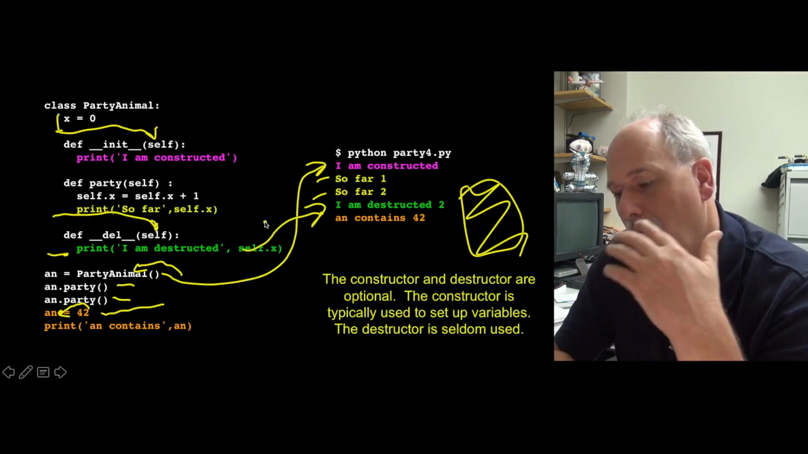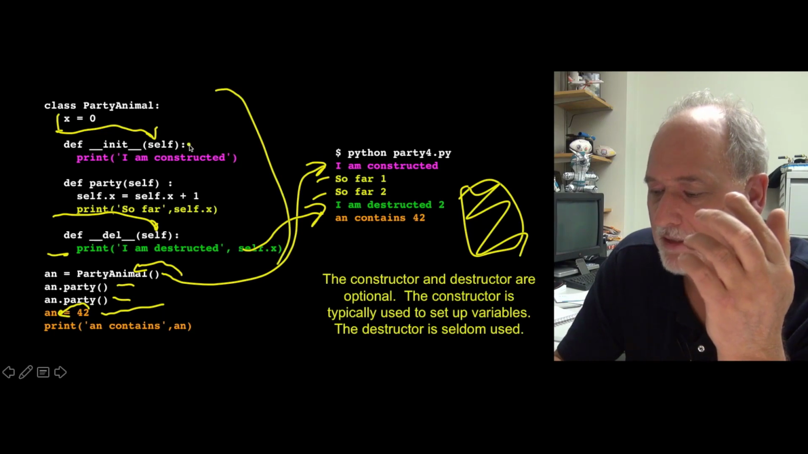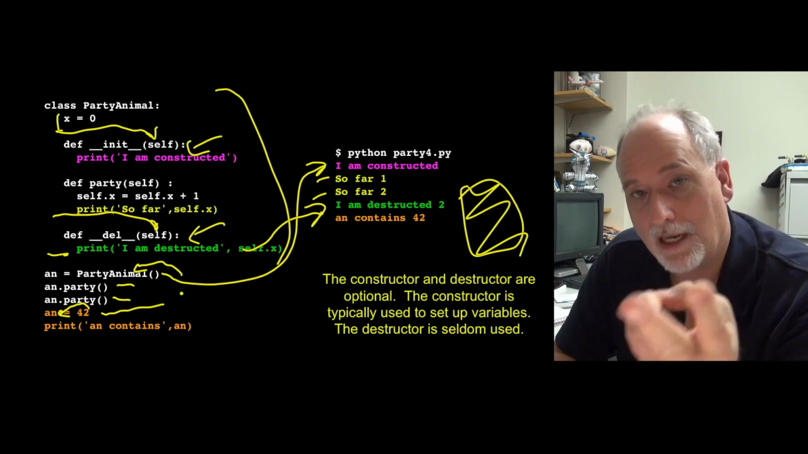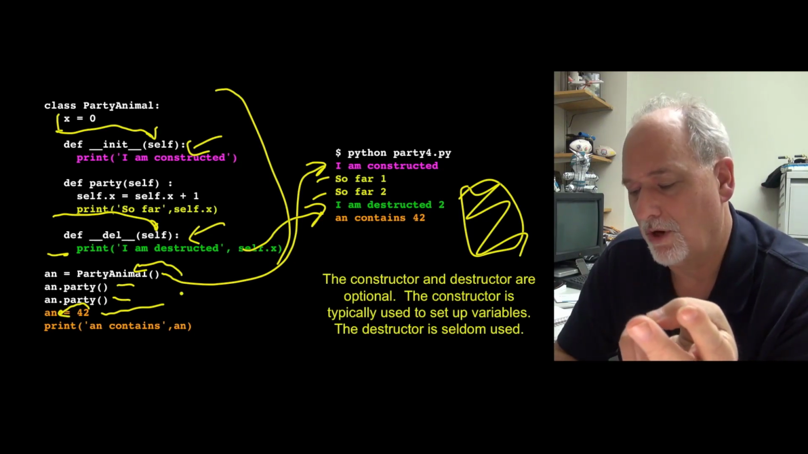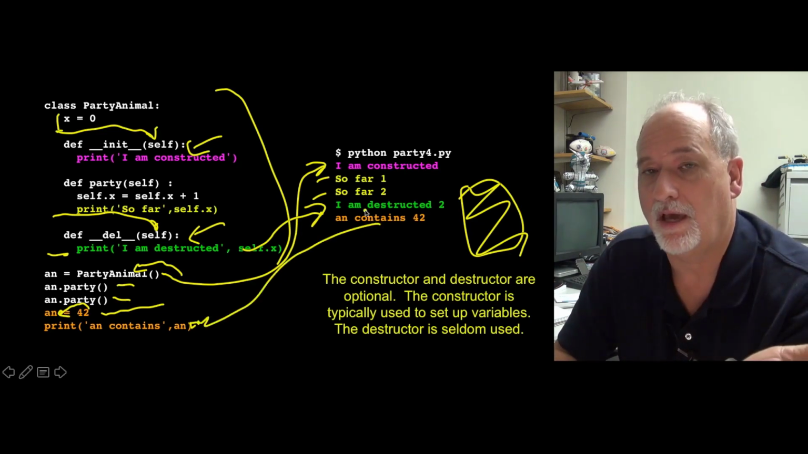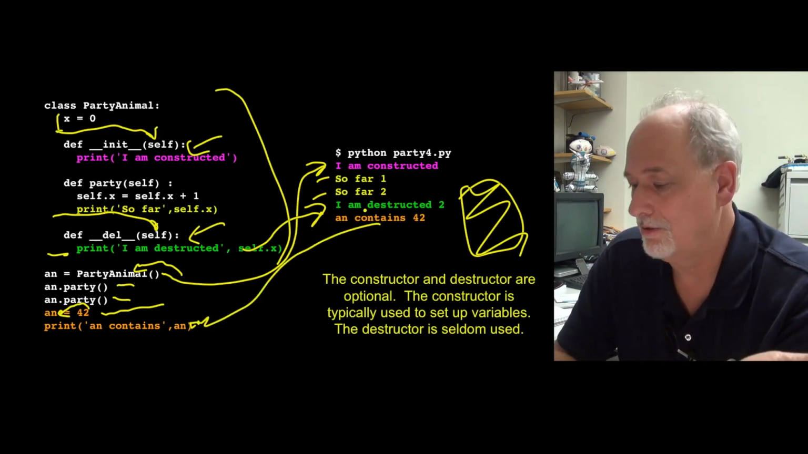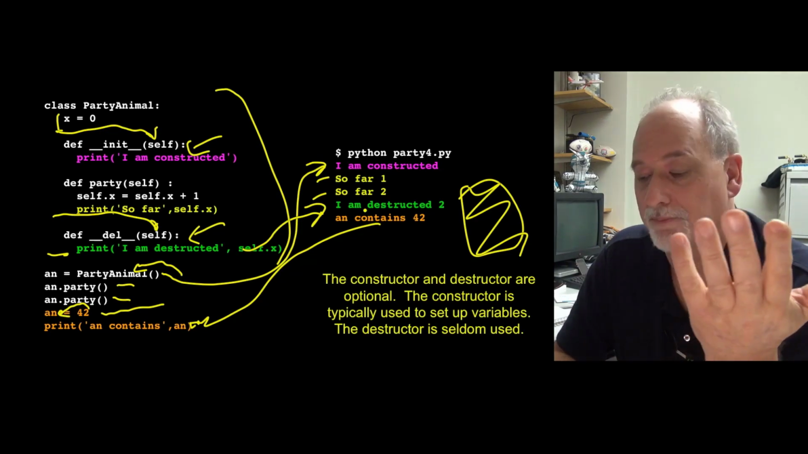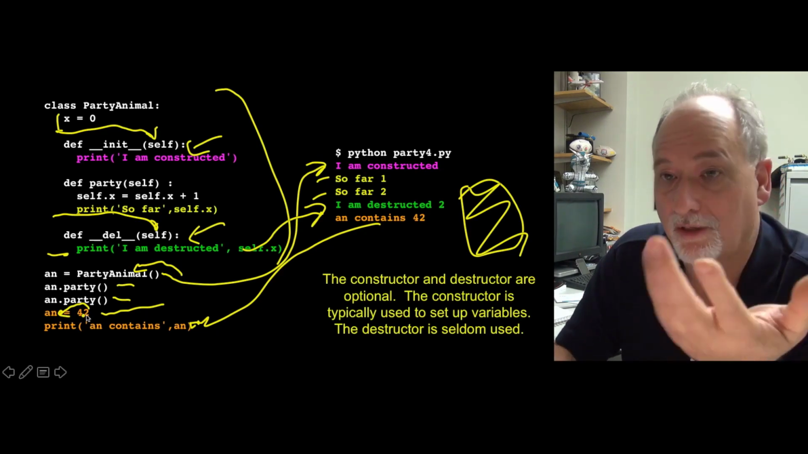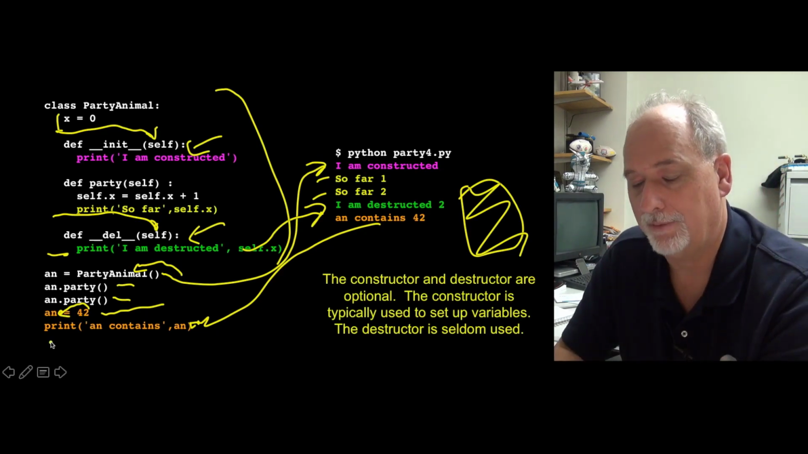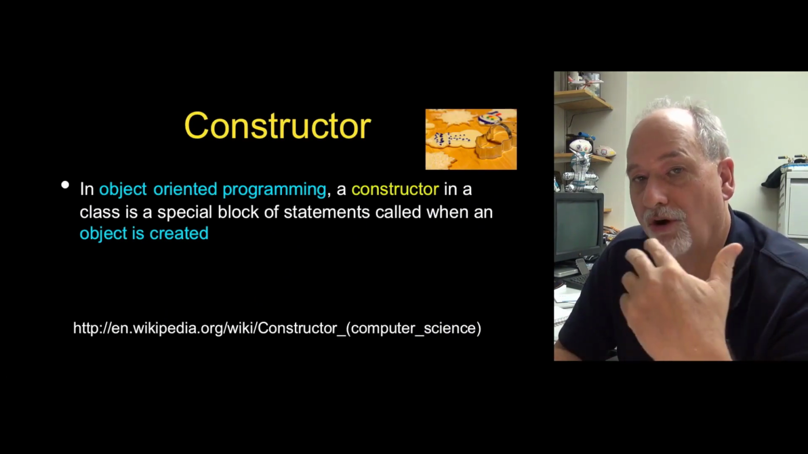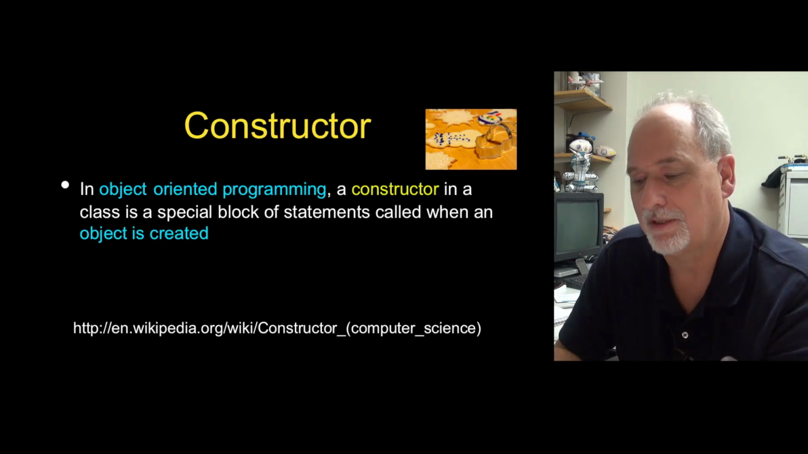So we are allowed, as the builder of these objects, to add these little chunks of code that says, I want to be involved at the moment this object is created, and I want to be involved at the moment that this object is destroyed. Now, in this last line, an is no longer a party animal. an is now an integer. It's got a 42 in it. It's gone. It's been created, it was used, and then it was destroyed. Okay? So you got to be careful. If you overwrite something, you sort of throw the object away. So the constructor is a special block of code that's called when the object is created to set the object up.